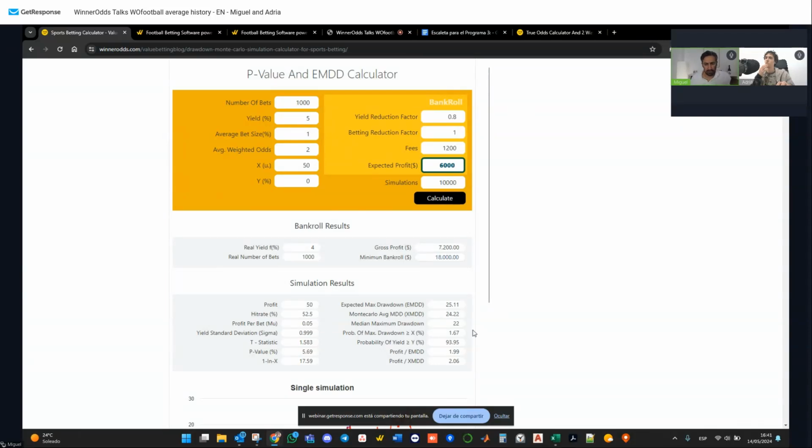The average and the median, because the distribution of the maximum drawdown is not symmetrical, and the probability of suffering a drawdown higher than 50%. So in this case, the probability of suffering a big drawdown, 50% of your bankroll, is relatively small, 1%, but it is not zero. So 1 of every 100 times you perform 1,000 bets, you will suffer a drawdown at some point higher than 50%. This is the probability of ending with profit, around 94%.